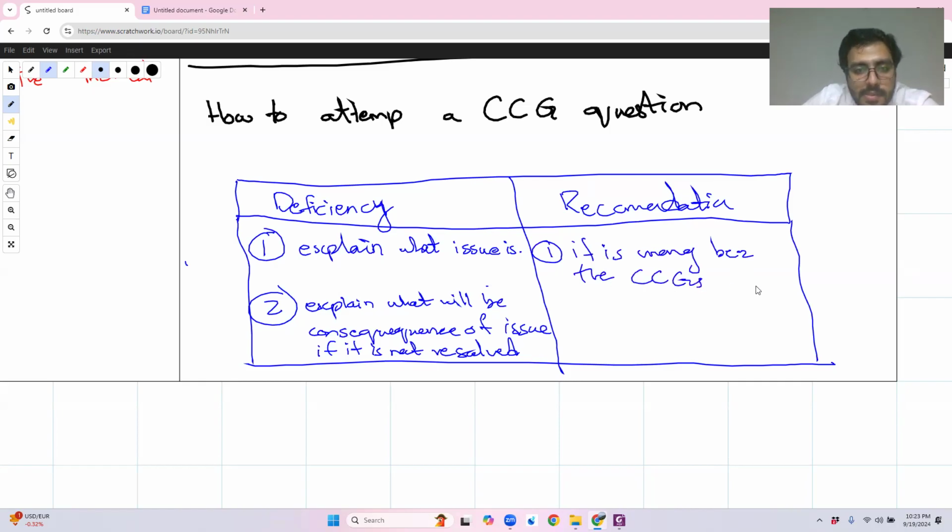The CCG says, for example, if a CFO is part of the audit committee, the CCG says that an executive director cannot be a part of any committee of the board. An executive director cannot be a part of it. You just need to write this down. That's it. Okay, this is what the CCG says.